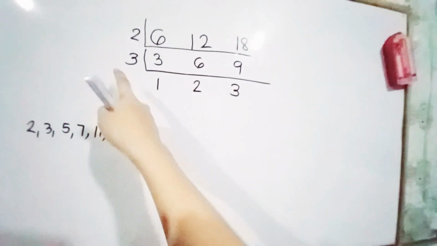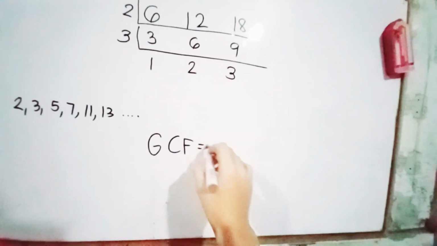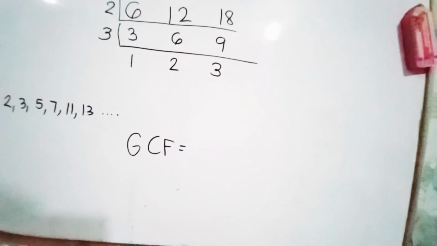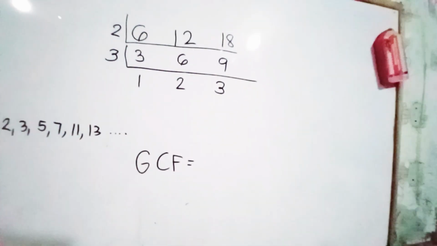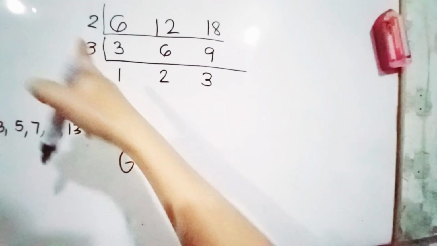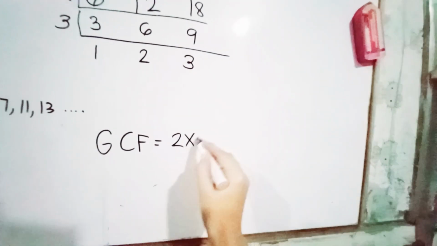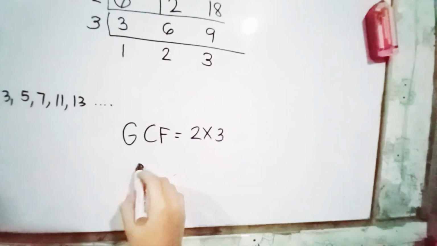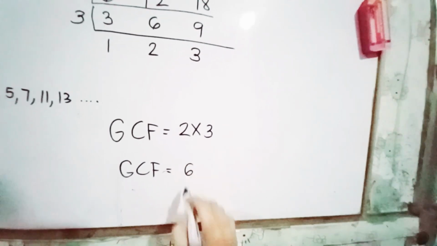Now, how to find the GCF? GCF stands for the greatest common factor. So, to find the GCF, multiply all the divisors. Our divisors are 2 and 3. So, let's multiply 2 times 3. Therefore, our GCF is 6.